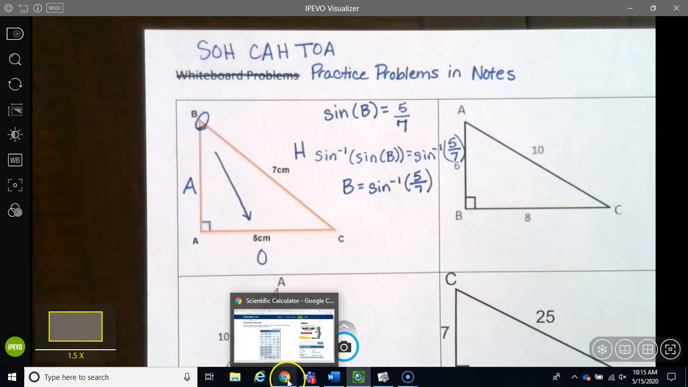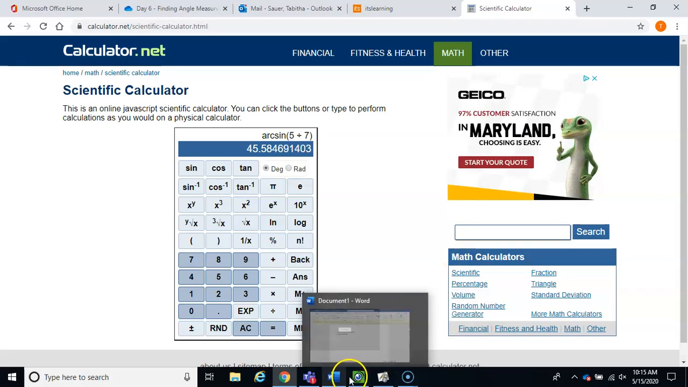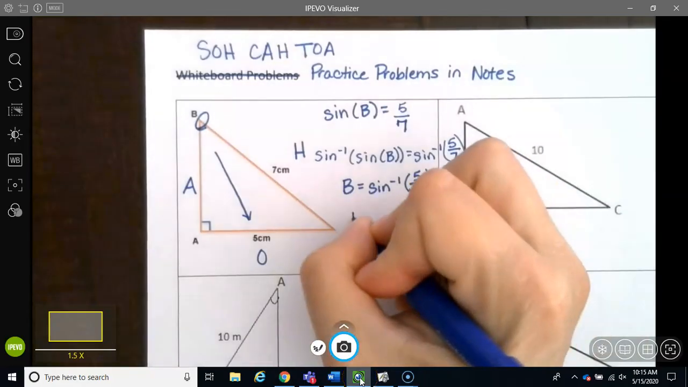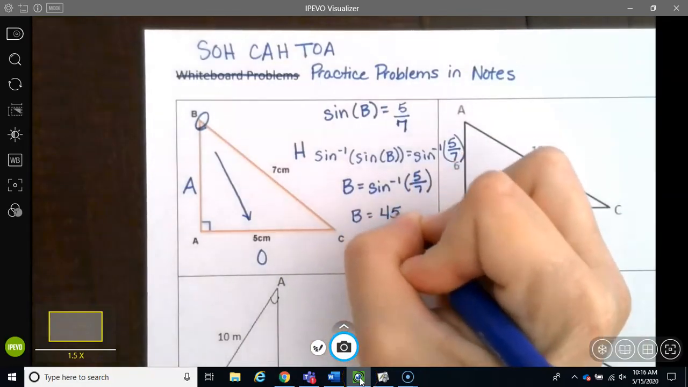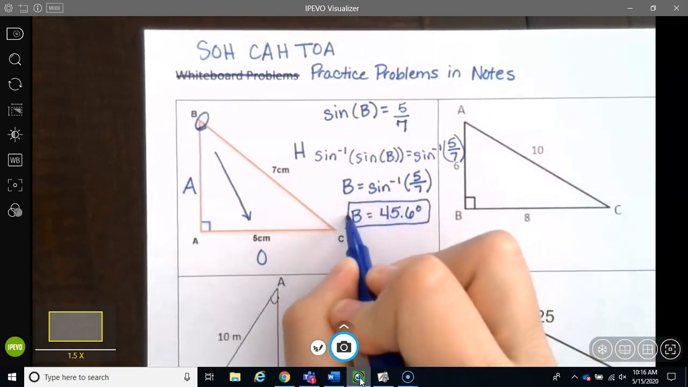So going back to our calculator, we need to type in, clear this out. Now we're doing sine inverse of 5/7. So 5 divided by 7. And our answer is, when you round to the nearest tenth, 45.6. That 5 bumps up to a 6. So going back to our worksheet, 45.6. So there's our angle B.